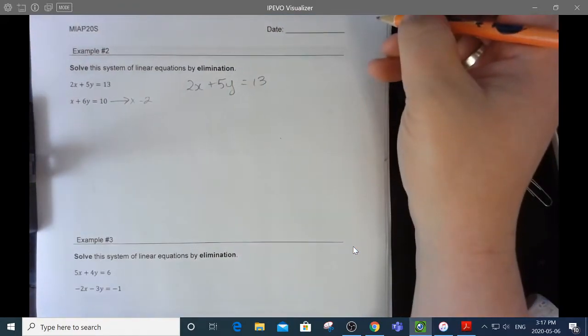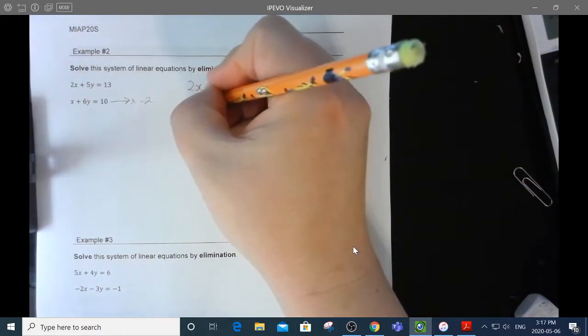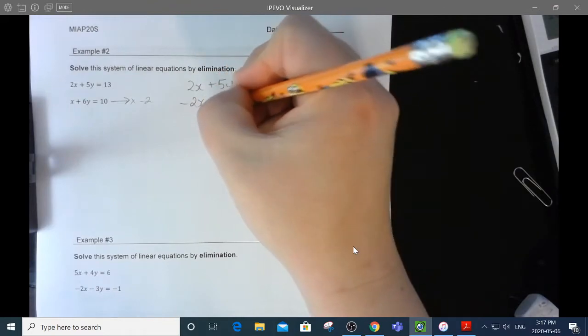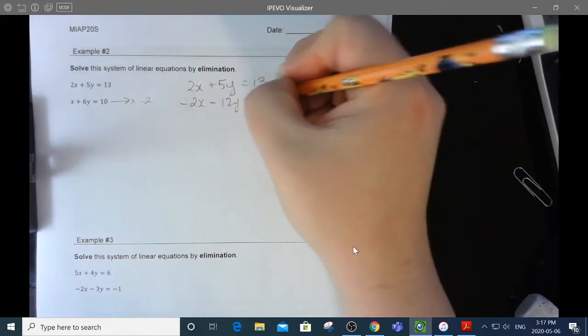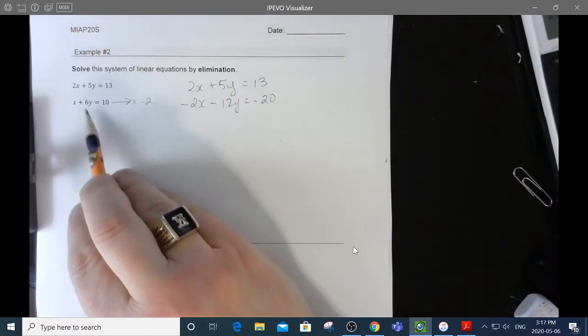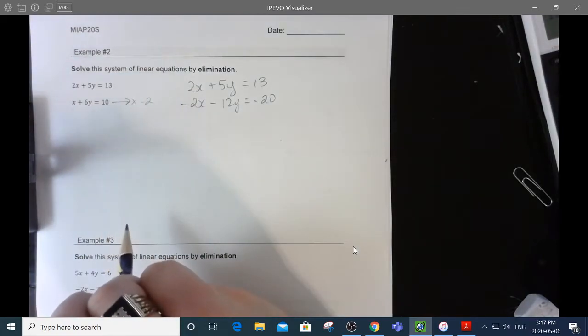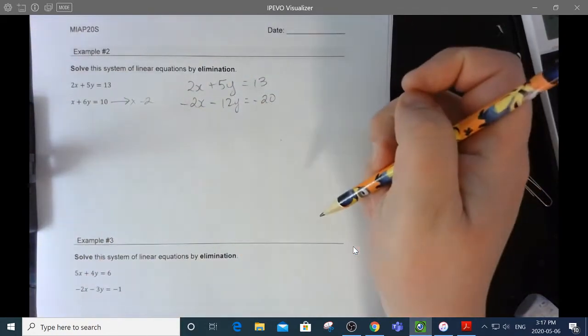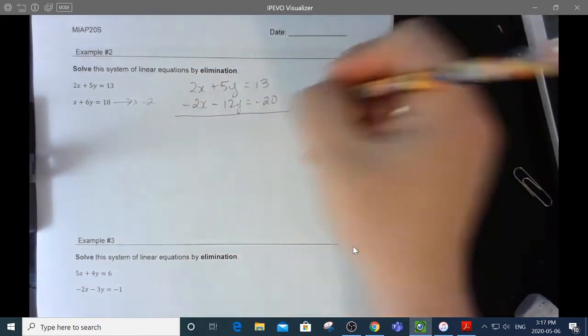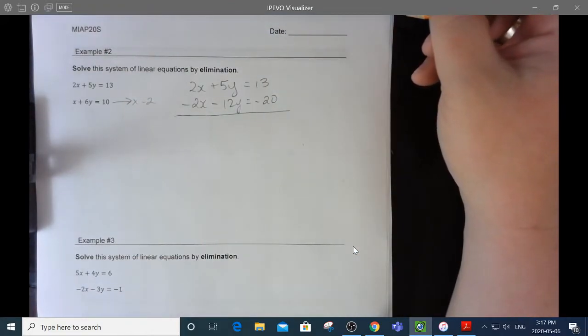But the second equation is going to turn out to be -2x minus 12y equals -20. Don't forget you're multiplying both sides of the equation by -2. So that got multiplied by -2, that got multiplied by -2, and that got multiplied by -2. And now it looks like this equation. And now I just add those equations together.